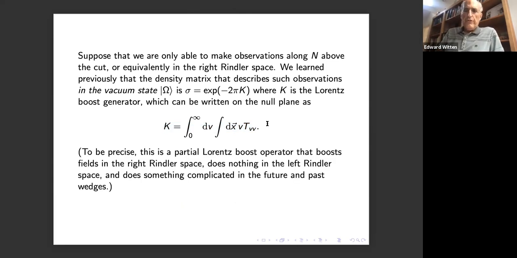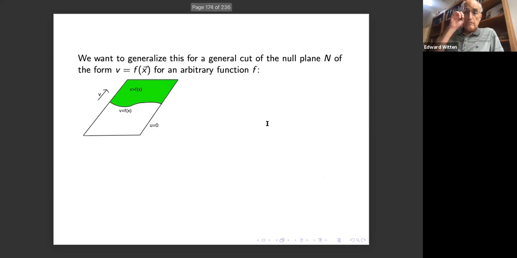So it's a partial Lorentz boost operator that boosts fields in the right Rindler space, does nothing in the left Rindler space, and does something complicated in the past and future wedges. So we want to generalize this for a more general cut of the null plane of the form V equals F of X. So we pick an arbitrary function F of the transverse coordinates, and we consider the region where V is bigger than F of X. And we want the density matrix of the quantum field in the green region.